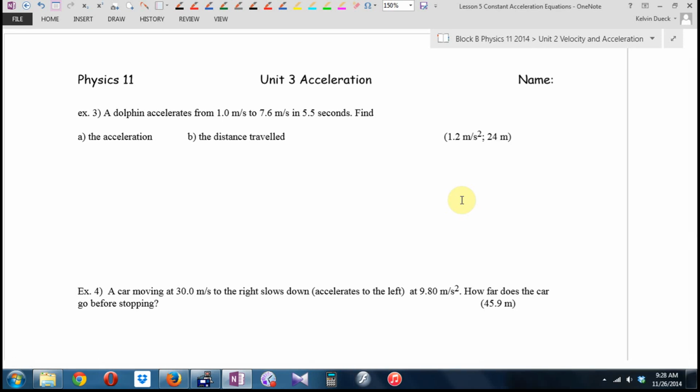A dolphin accelerates from 1 meter per second to 7.6 meters per second in 5 seconds. Check. Find. Okay. What's part A want me to find? A equals question mark. Let's list our data. Reading this question, I see a 1. What's that 1? Oh, and you even gave me, because it's always a velocity. Which one? But you said right away, VI, yeah.